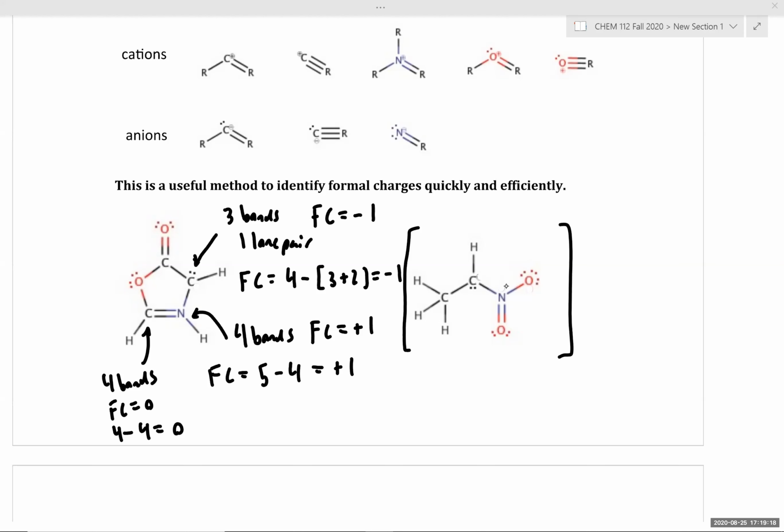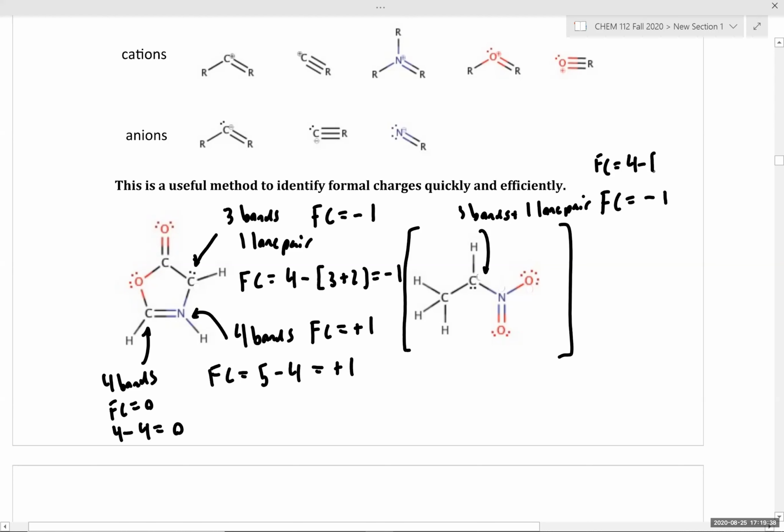Okay, so let's look at the following example. So we have a carbon with 3 bonds and 1 lone pair. That would give us a predicted formal charge of -1. We can prove this to ourselves by utilizing our formal charge equation, where we subtract our group number of 4 minus 3 bonds plus 2 lone pair electrons to give us a formal charge of -1.